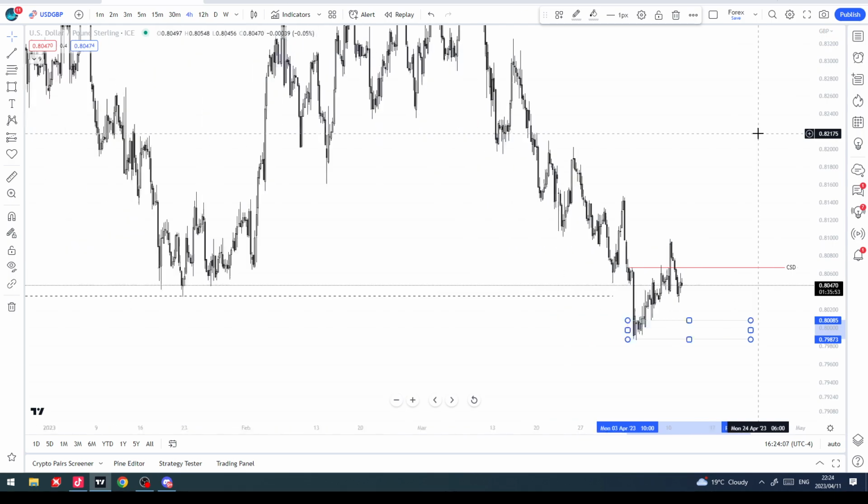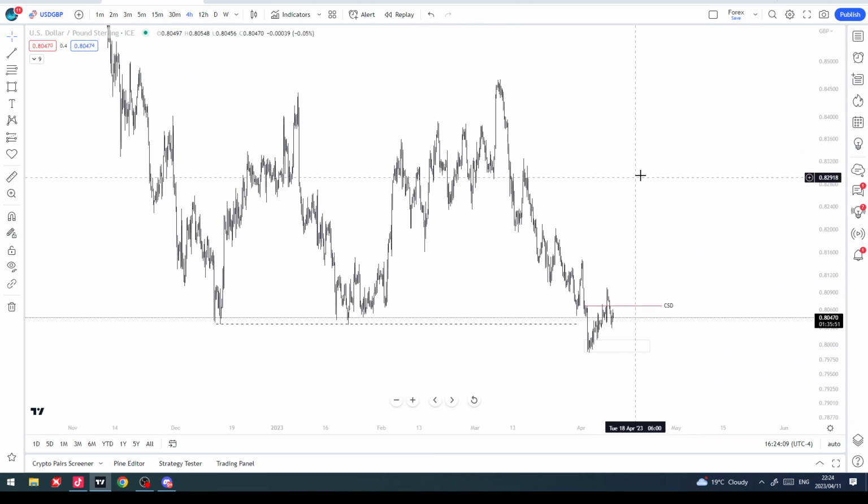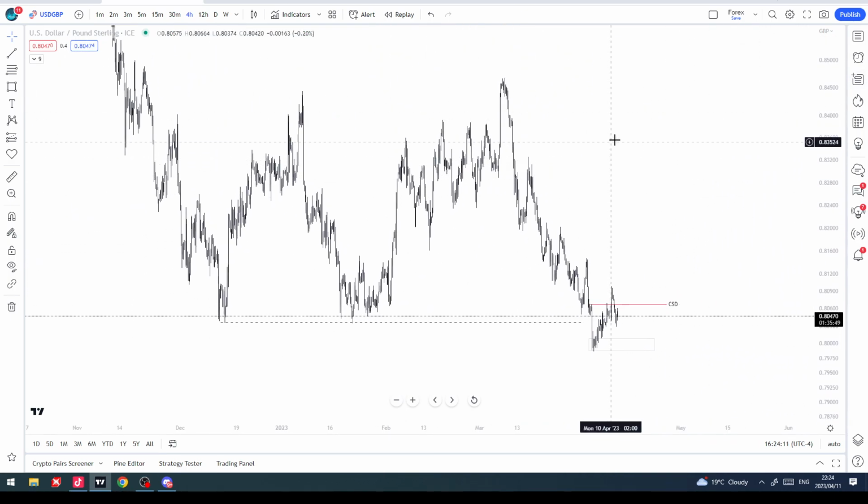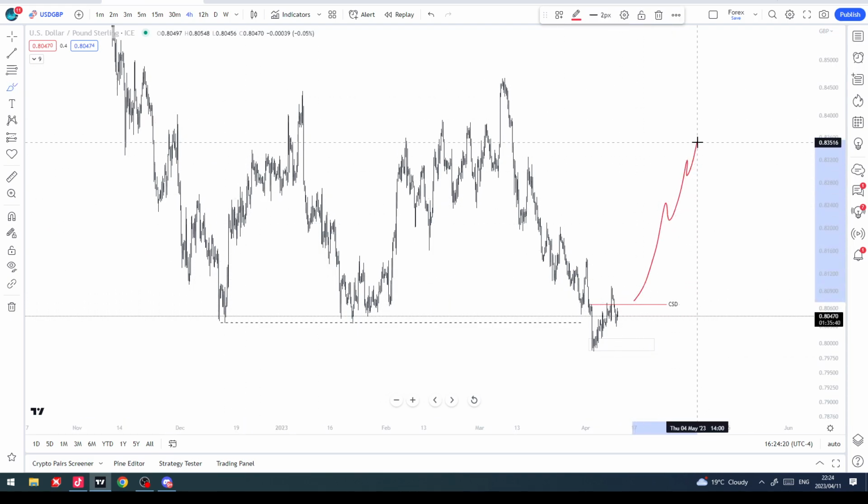If USD is headed higher, that means it costs more USD to buy a pound. If dollar dominance is going up, it's costing you 80 cents at the moment per pound, and if the dollar goes higher, it's costing you 84 cents.